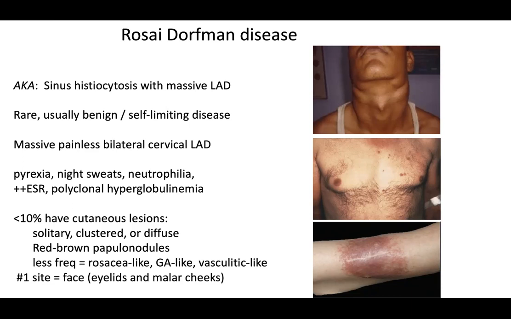They show up as solitary, clustered, or diffuse red-brown papulonodules. You can have interesting presentations that look like rosacea, granuloma annulare, or even vasculitis. The number one site affected is the face, so the eyelids and the malar cheeks. Again, differential diagnosis is quite large for papules and nodules on the face in our patients, as you can see in the diseases that we've discussed today.